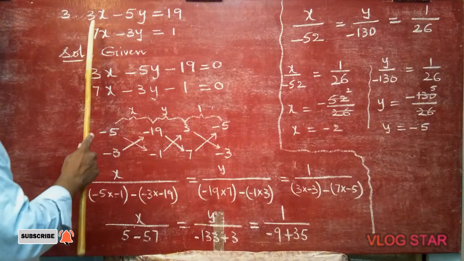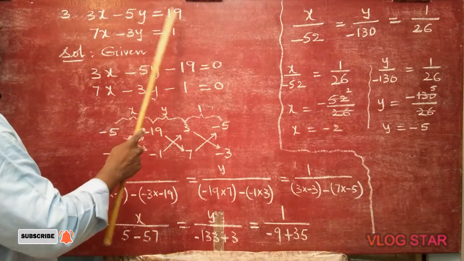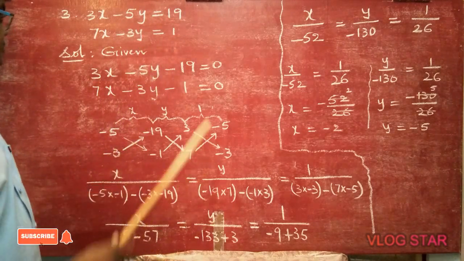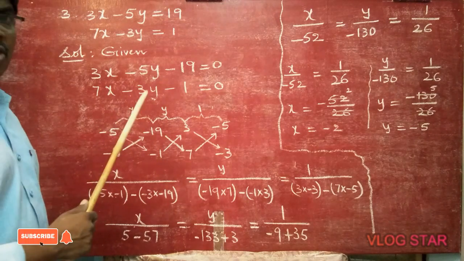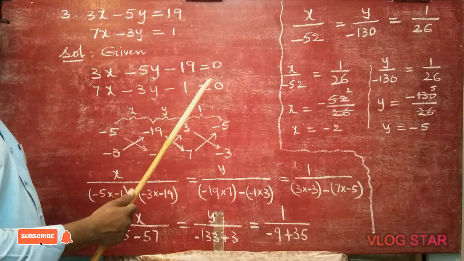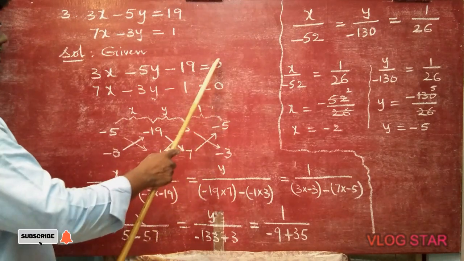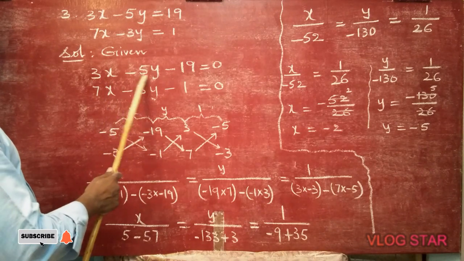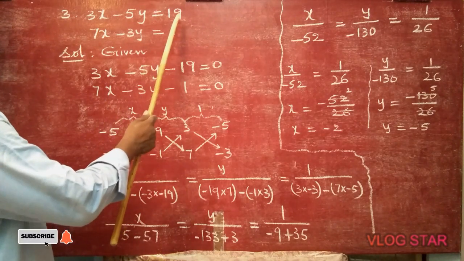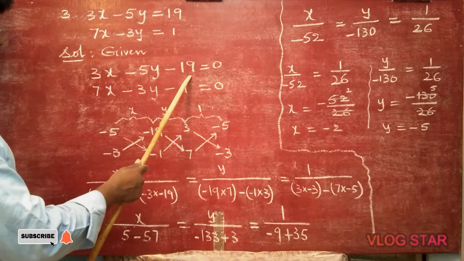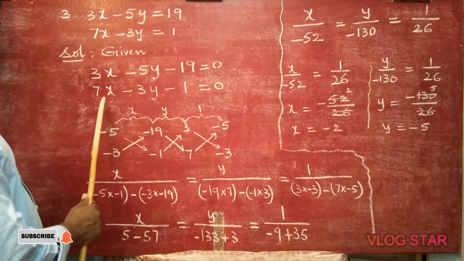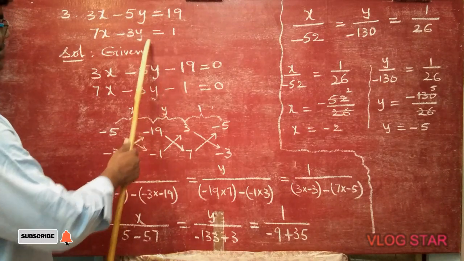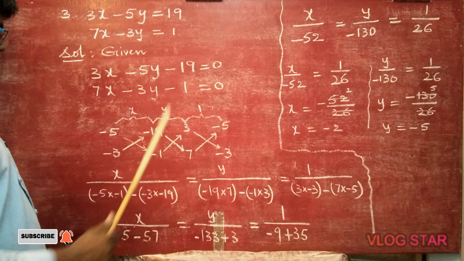Third problem. 3x minus 5y is equal to 19. 7x minus 3y is equal to 1. Solution given. In this cross multiplication method, you have to bring everything to the left side. Nothing should be there on the right side except 0. So 3x minus 5y plus 19, coming from right to left, is minus 19, is equal to 0. 7x minus 3y plus 1, coming from right to left, is minus 1, is equal to 0.